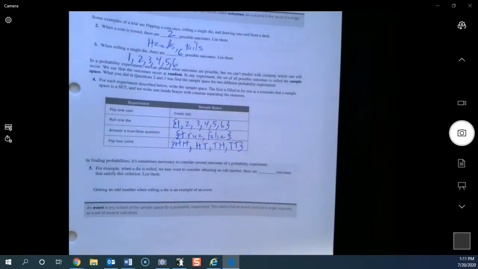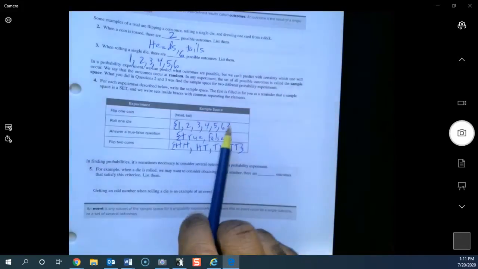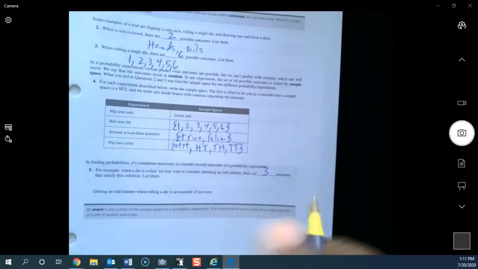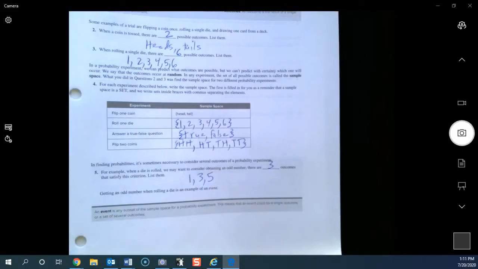It says, in finding probabilities, it's sometimes necessary to consider several outcomes of a probability experiment. Number 5, for example, when a die is rolled, we may want to consider obtaining an odd number. There are blank outcomes that satisfy this criteria. List them. Now, with a die, odd numbers, we know here are 1, 3, and 5. So there are 3 outcomes. And the odd numbers are 1, 3, and 5.